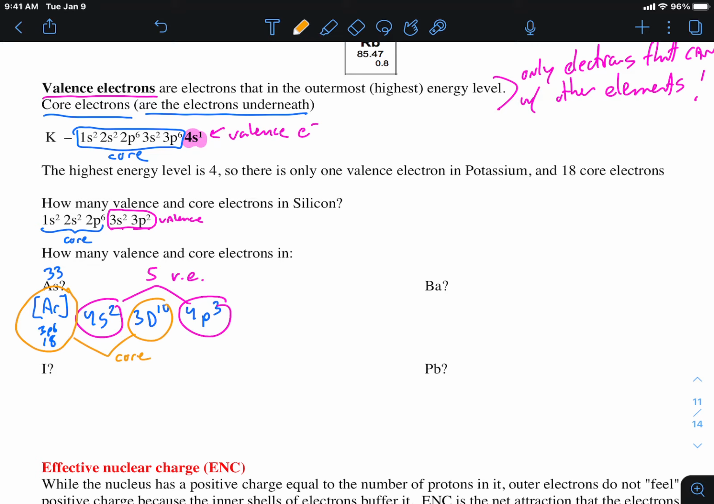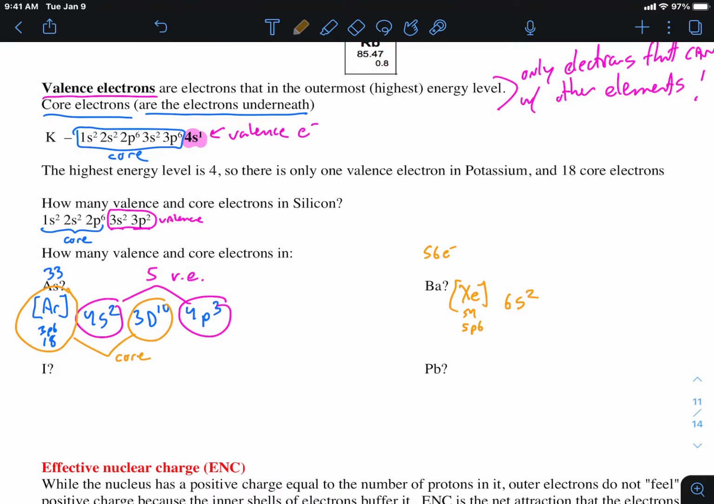This making sense? Okay, let's try another one. Let's try barium. So barium is xenon plus more. Barium has 56 electrons. Xenon represents 54 of them, and xenon ends at 5p6. So according to our fill chart, what comes after 5p6 is 6s2. And that's it. I'm done.